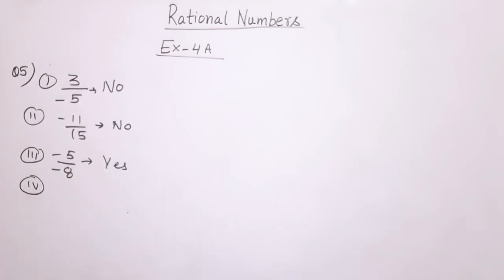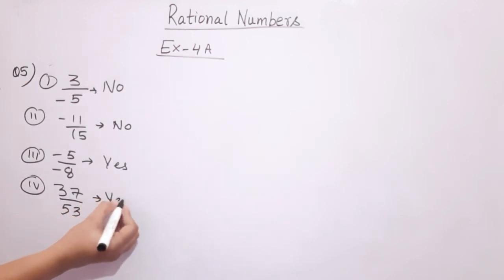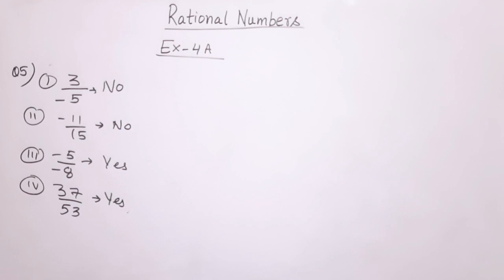Now come to the fourth option. The fourth option says 37 upon 53. Both the numerator and denominator have a positive sign. That means the sign is the same, so it is a positive rational number. Now come to the fifth option, that is 0 upon 3. Right. So is 0 upon 3 a positive rational number or not? You have to tell me in the comment section.